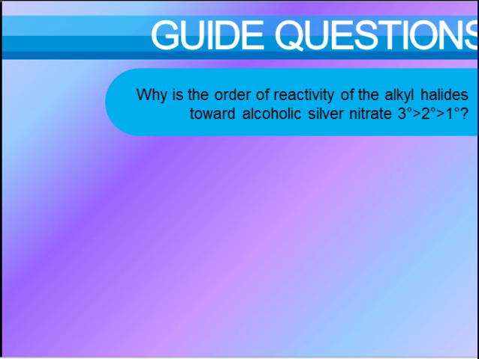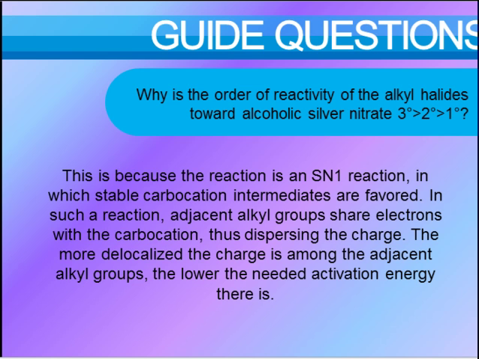Why is the order of reactivity of the alkyl halides towards alcoholic silver nitrate tertiary before secondary before primary? Since the reaction is an SN1 reaction, stable carbocation intermediates are favored. Tertiary carbocations in this reaction are the most stable because it is adjacent to 3 alkyl groups, thus dispersing the charge among them. This is followed by the secondary carbocation with 2 adjacent alkyl groups, and lastly the primary carbocation where there is only 1 adjacent alkyl group. The more delocalized the charge, the lower the needed activation energy is.